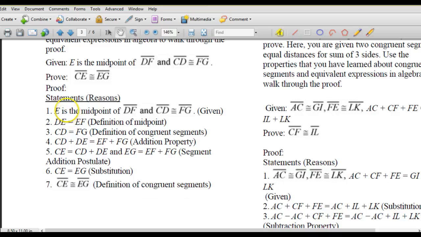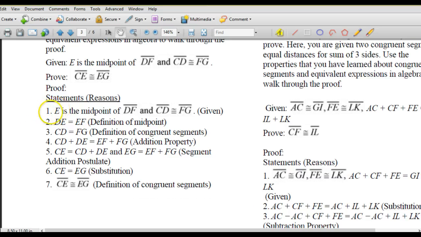Then in the next step, well, we noticed in statement 4 that CD plus DE is equal to EF plus FG, which means that they're interchangeable. So in step number 5, we can take CD plus DE out. We can put EF plus FG in its place, and now I have CE and EG both equaling EF plus FG. Therefore, through substitution, CE is equal to EG. I took this out, I put this in its place, and therefore I can say that these two are equal to the same thing, so they're equal to each other.